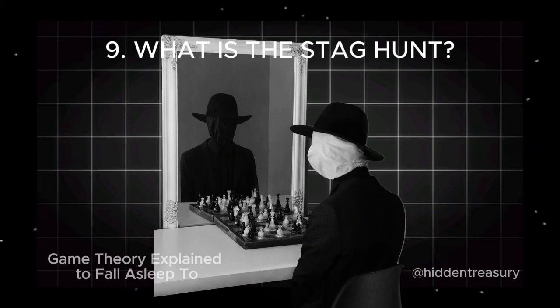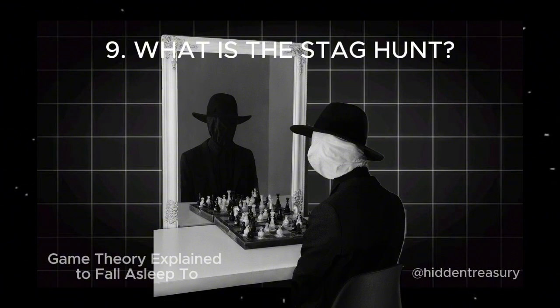The stag hunt goes like this. Two hunters go into the forest. They can each choose to hunt a stag together or hunt a rabbit on their own. If they work together, they catch the stag and share a large reward. But if one goes for the stag, while the other plays it safe and grabs a rabbit, the stag hunter gets nothing. It's a simple setup with a deeper message.